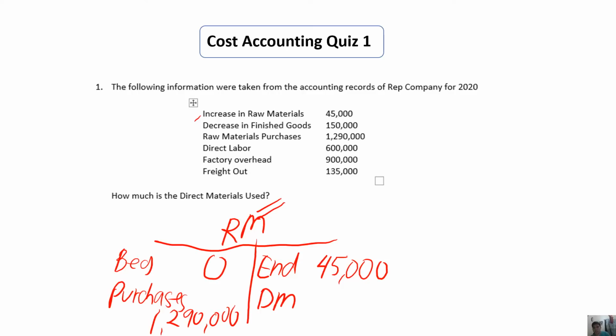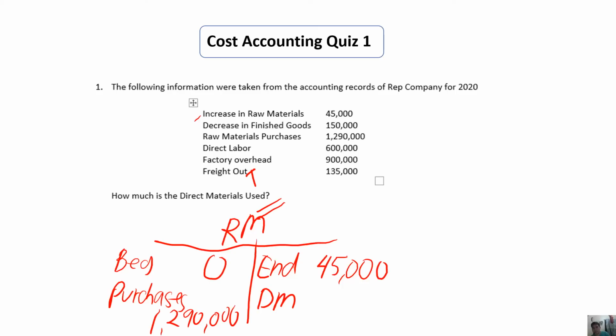Yan. So direct labor, wala po yung kinalaman sa direct materials used. Factory overhead, wala din yung kinalaman. So, however, meron tayong freight out amounting to 135,000 pesos. Ang alam naman natin, wala rin yung kinalaman sa ating direct materials kasi ang freight out is considered as selling expense. So, this data must be ignored. So, panggulo lang yan.